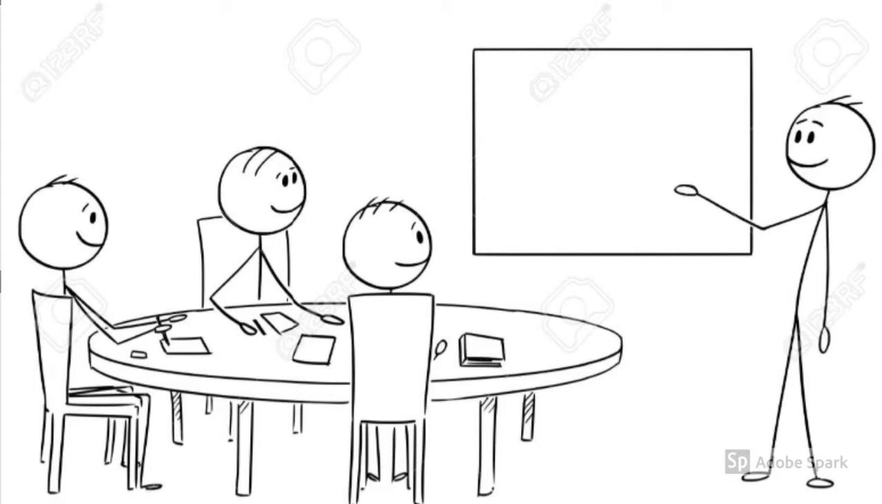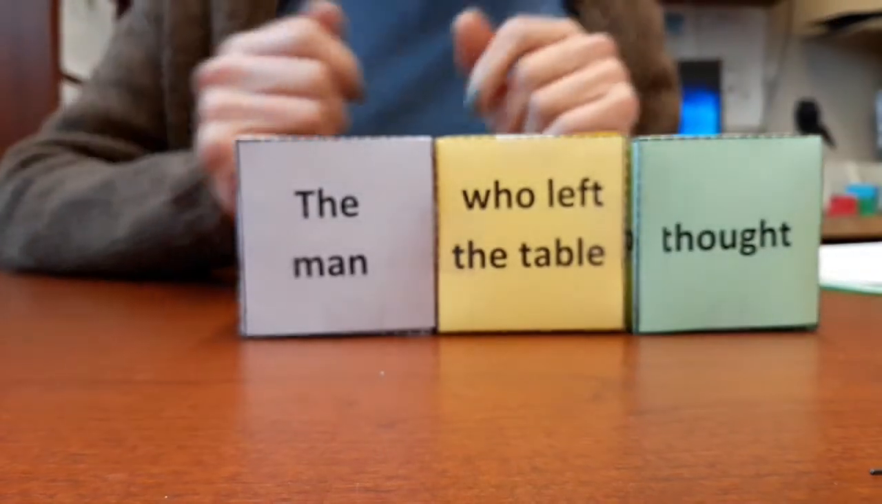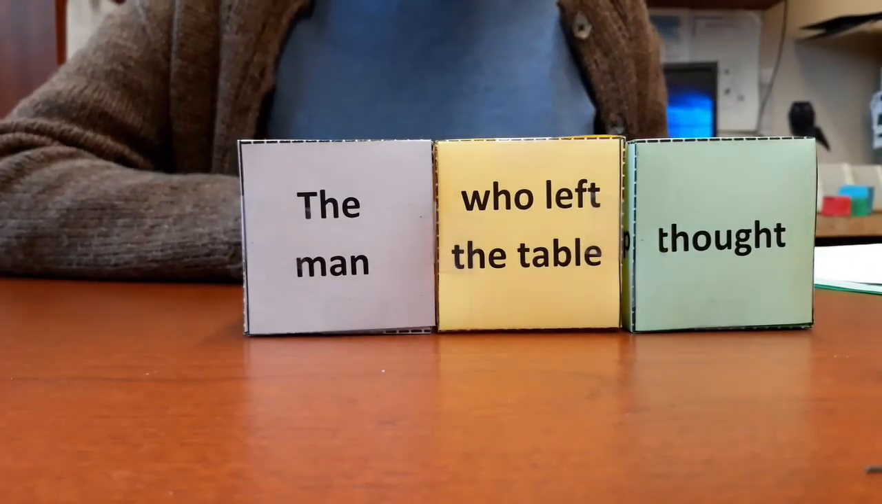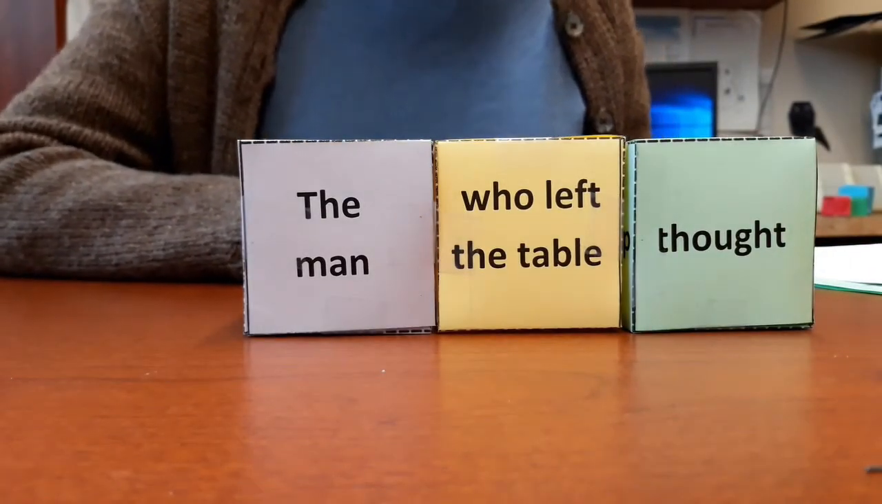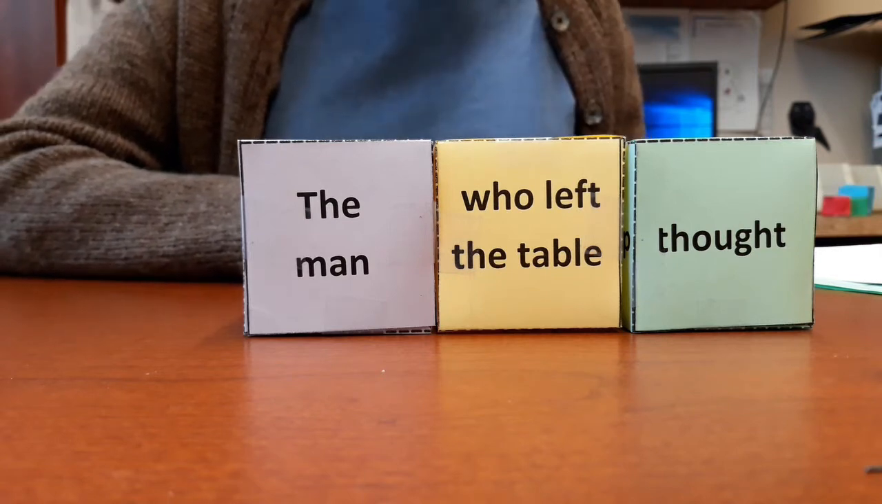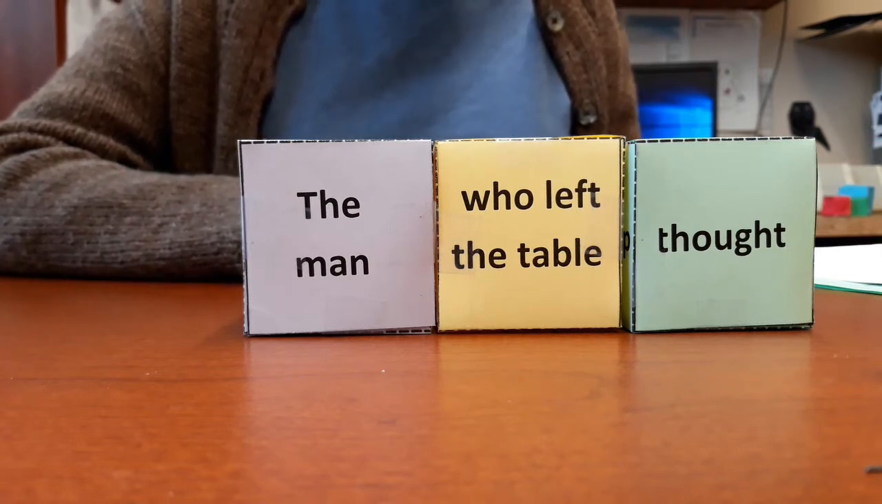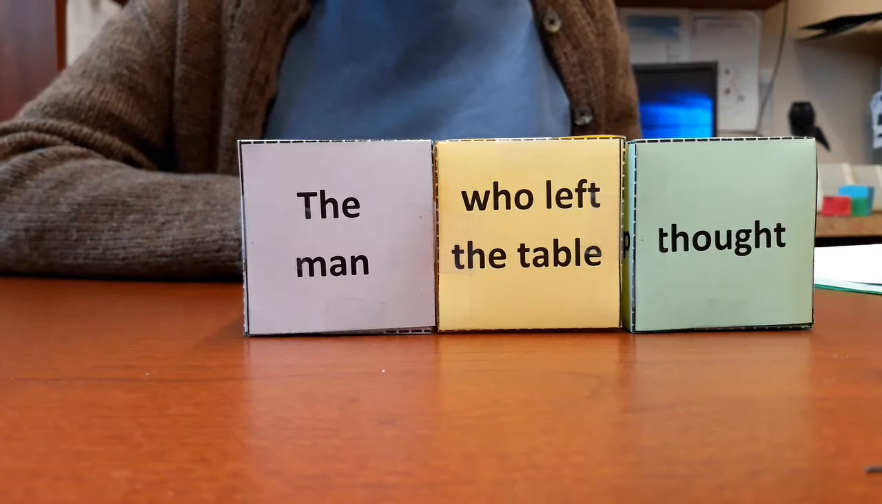There are lots of men here. The man who left the table thought. Which of these men thought? The one who left the table. It's essential information because it's pointing out which man.